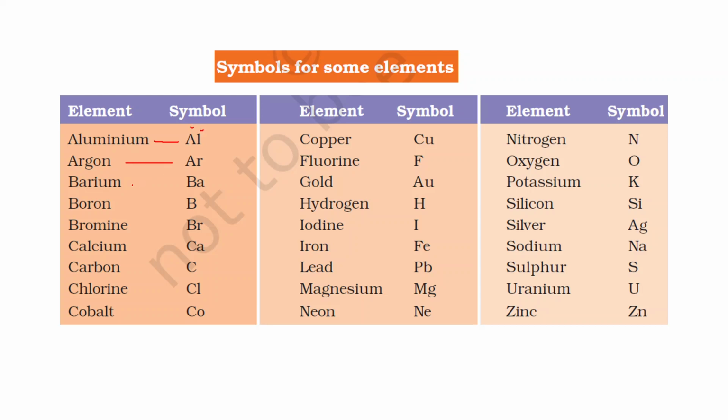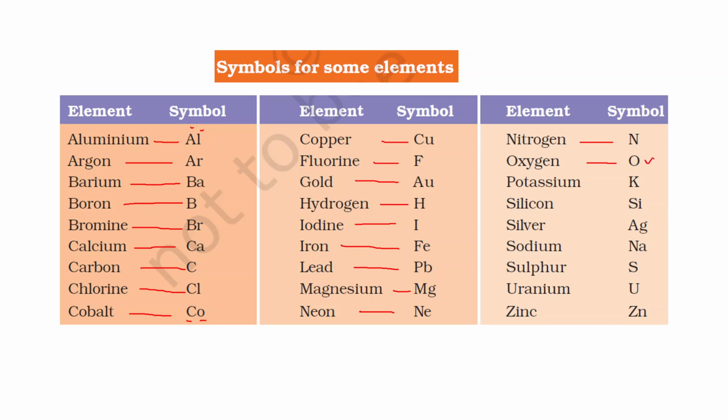Argon, Ar. Barium, Ba. Boron, B. Bromine, Br. Calcium, Ca. Carbon, C. Chlorine, Cl. Cobalt, Co. Remember, C is capital, O is small. Copper, Cu. Fluorine, F. Gold, Au. Hydrogen, H. Iodine, I. Iron, Fe. Lead, Pb. Magnesium, Mg. Neon, Ne. Then nitrogen, N. Oxygen, O.